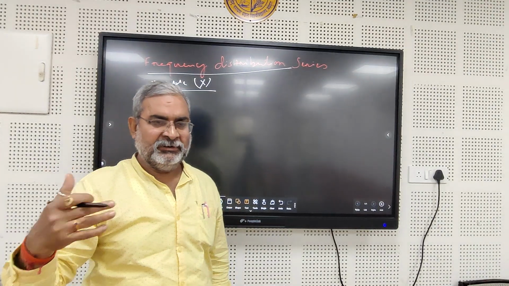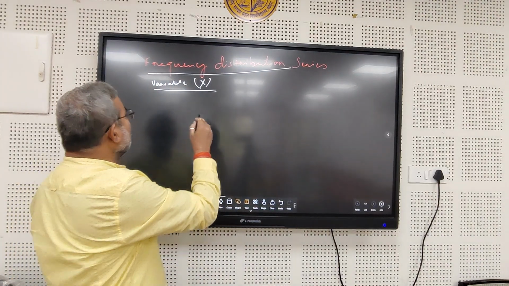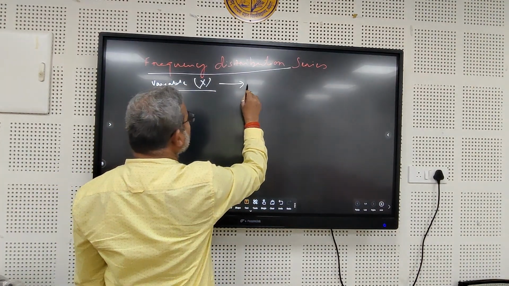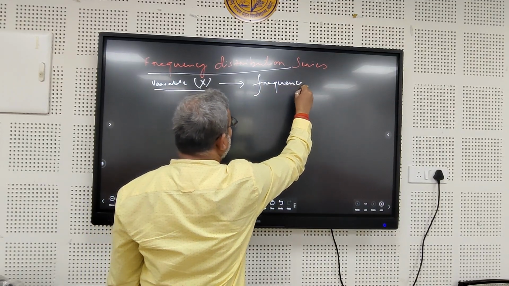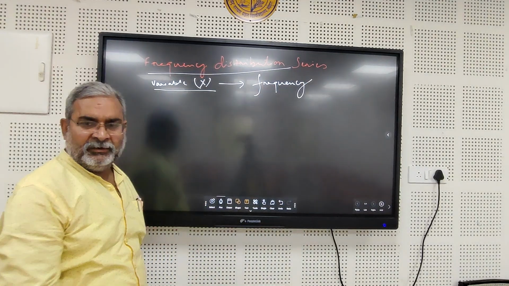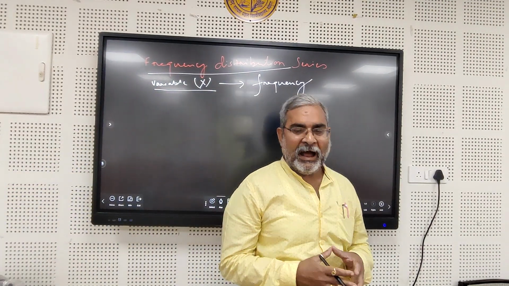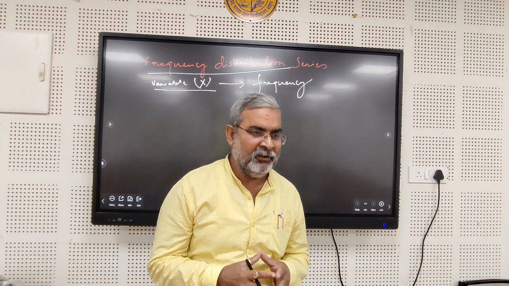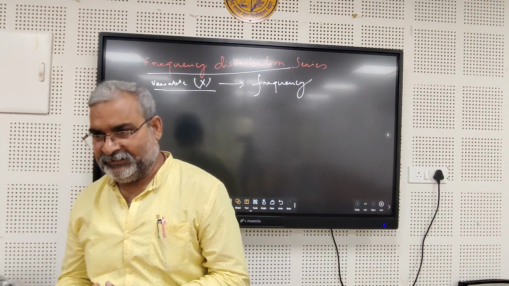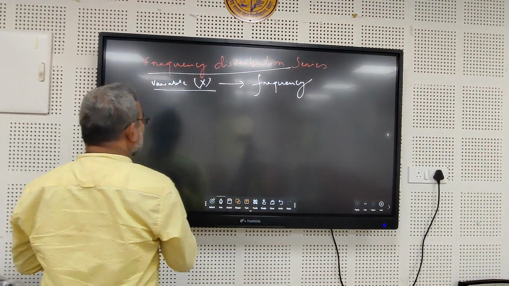Here the scores of the variables are very large in number. Then the variables are always represented by the frequency. If the scores or variables are represented by the frequency, then the table is referred to as a frequency distribution table or frequency distribution series. And on the basis of the frequency distribution, it is the series.